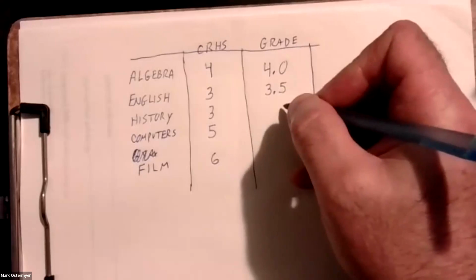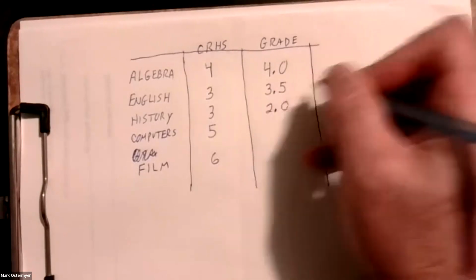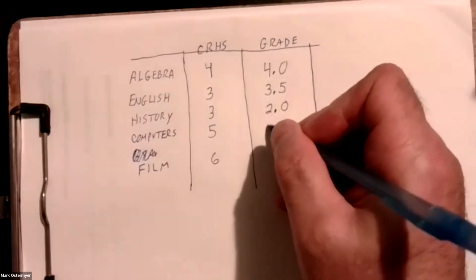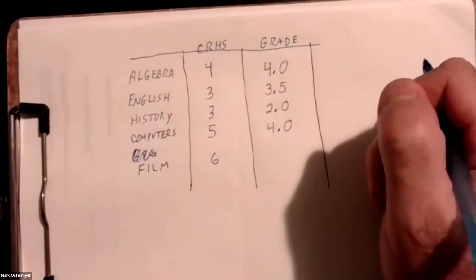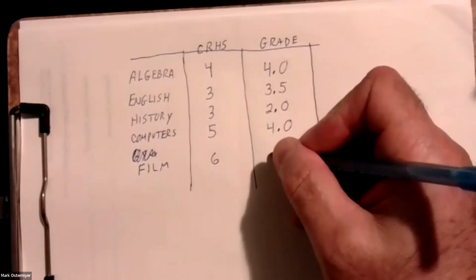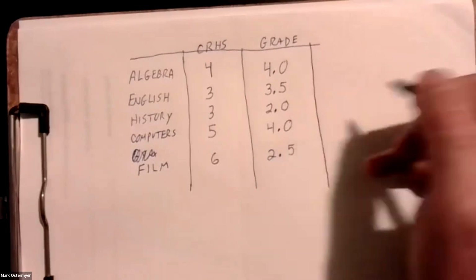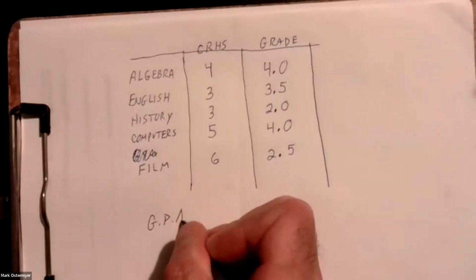History was even a weaker suit for me. I got a 2.0 in history. Yeah, that was weak. Computers, I did okay in computers. 4.0. Film. I'm a terrible actor, ladies and gentlemen. I don't know. Maybe a 2.5, maybe.